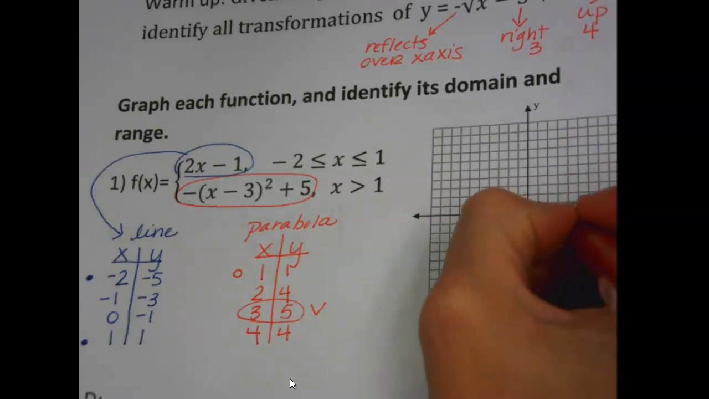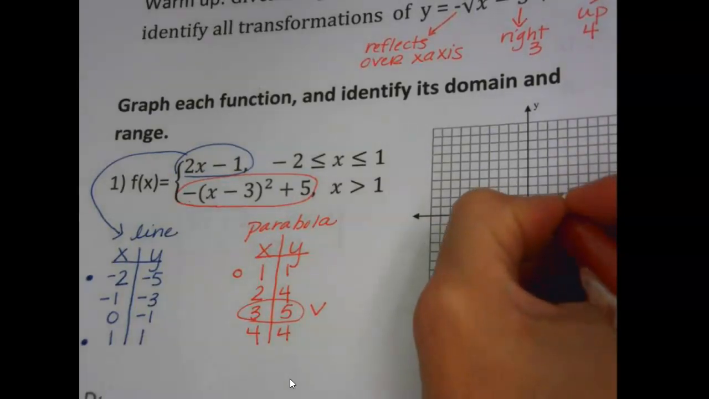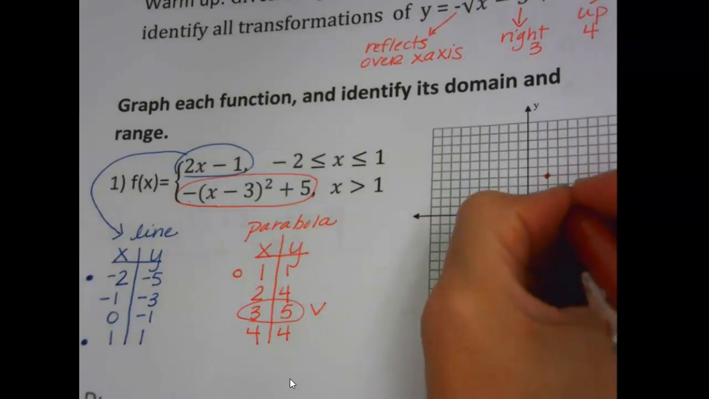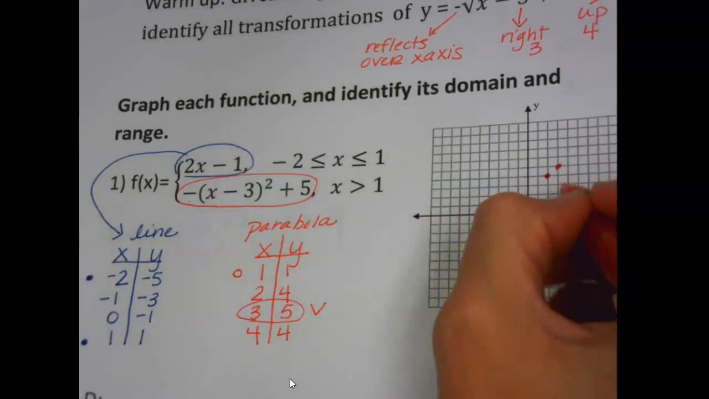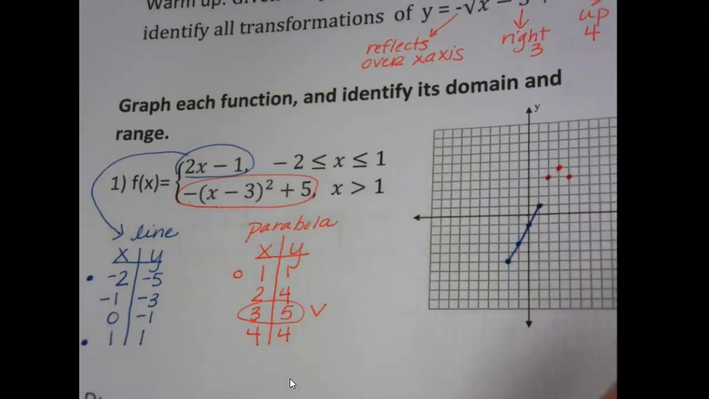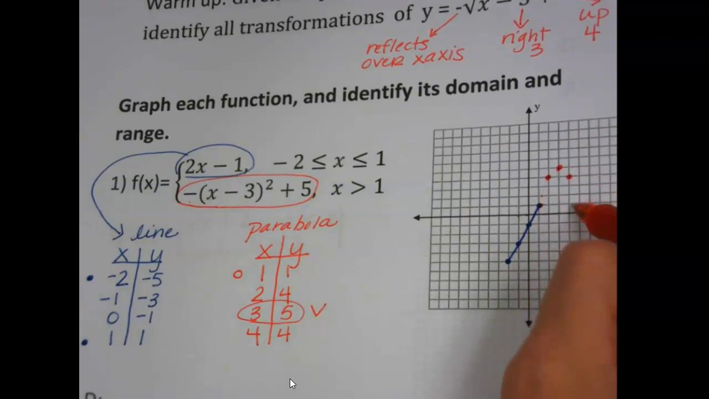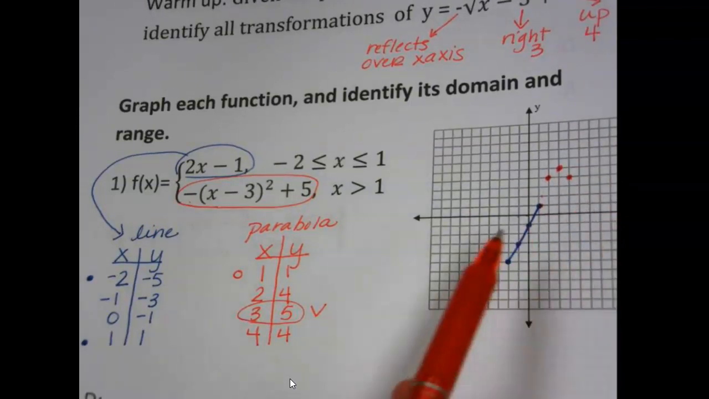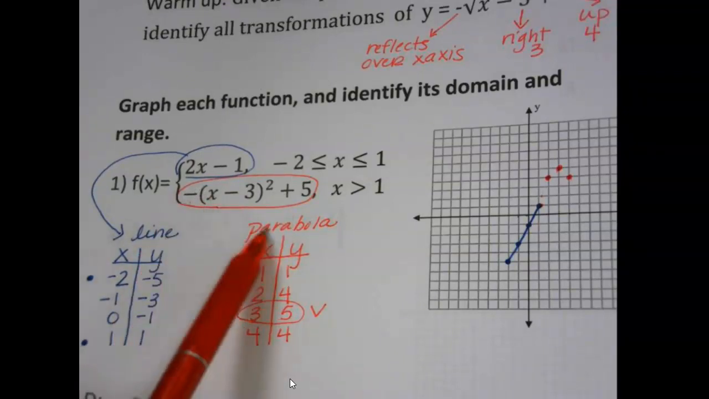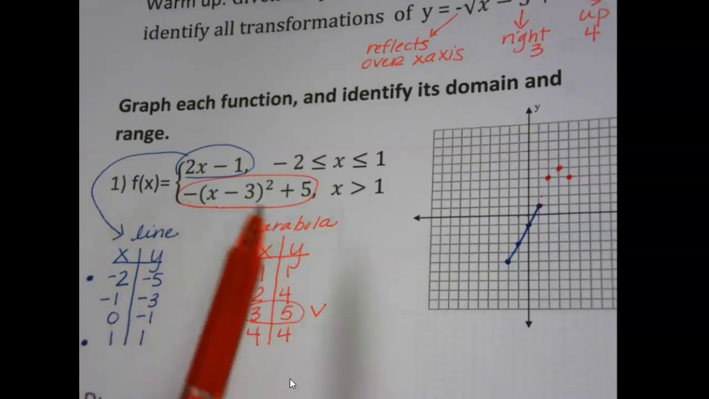Then we're going to go to 2, 4, 3, 5, 4, 4. Oh, so this looks like it's going to be an upside down parabola, which I hadn't paid attention to before, but that makes sense because there's a negative on the outside telling us that it's going to open down. So that's why it's kind of helpful to know these things, or transformations and what it looks like. So we're having a parabola that opens down.